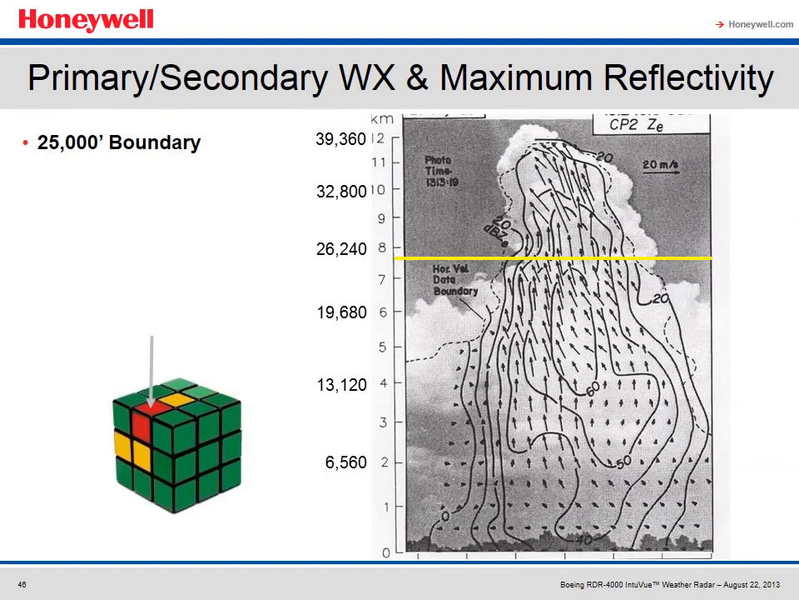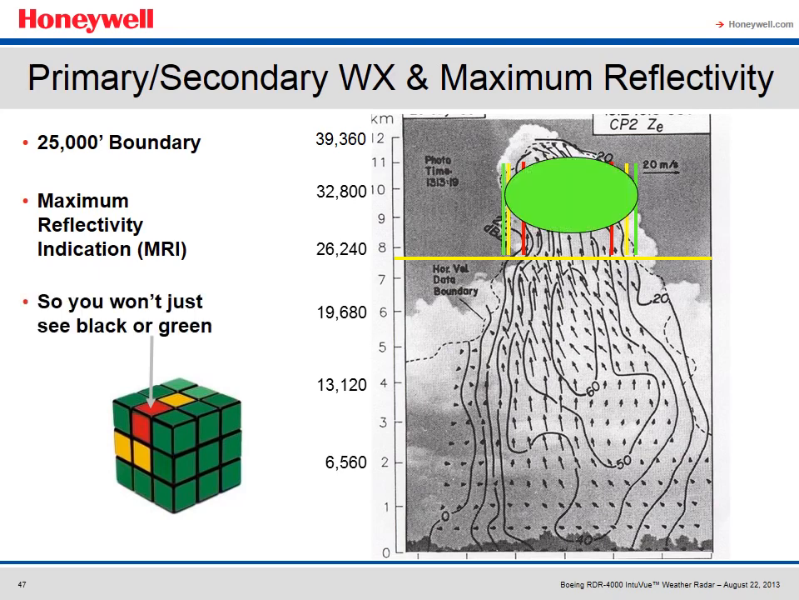At cruise altitudes, for any given point on the display, the RDR4000 looks into the buffer from 25,000 feet to 4,000 feet above the aircraft altitude and extracts the maximum reflectivity for each point on the display. So in the case of this cell, instead of just showing light green on the display, the RDR4000 would show green, yellow, and red, alerting the pilot of the hazardous condition.